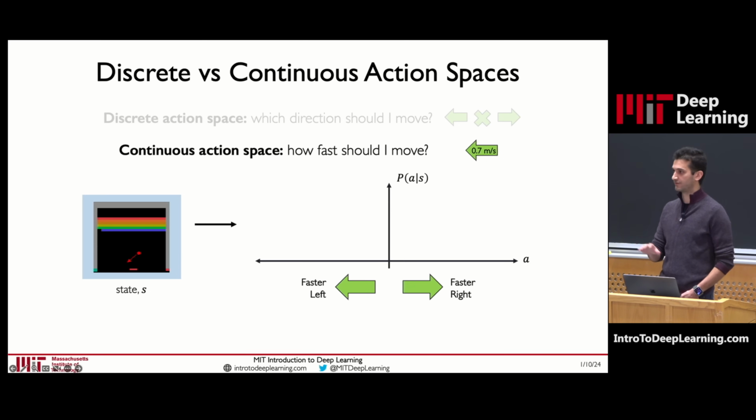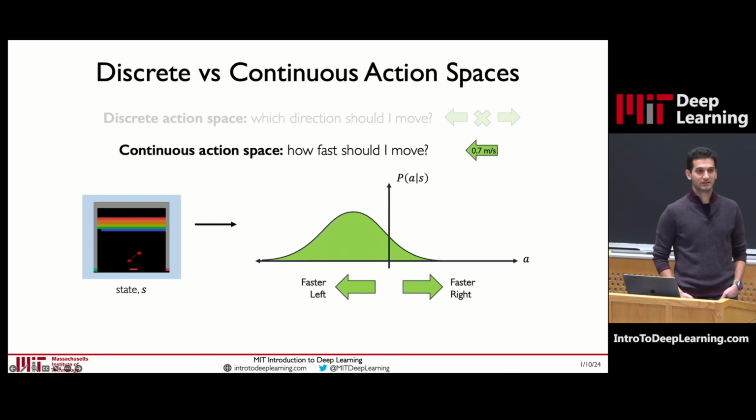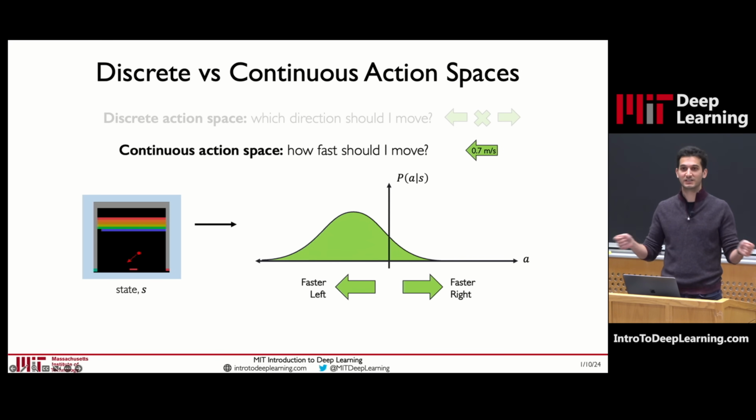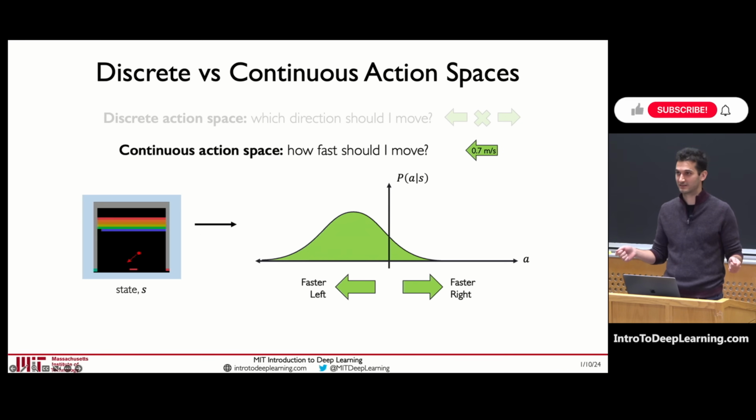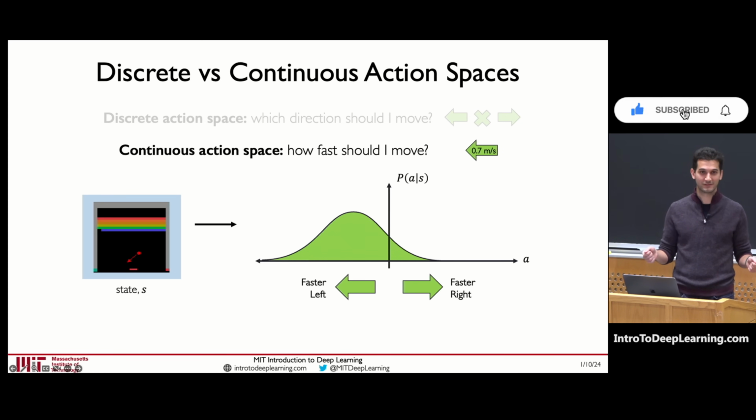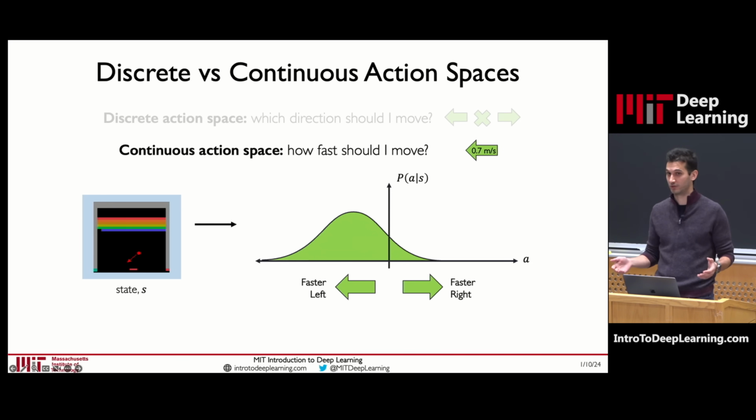But let's assume I reformulate the actions of this game a little bit, and now I make them continuous. So now instead of left, right, or nothing, I'm going to make it a speed at which I should move on that horizontal axis. So now if we were to plot the probability of any possible speed being the best speed that will maximize the reward of this agent, it might look something like this. It's now a continuous probability distribution as opposed to a discrete categorical distribution that we saw previously.